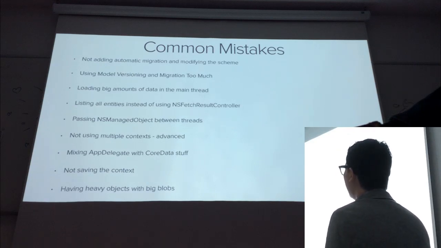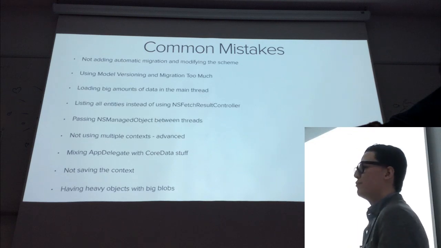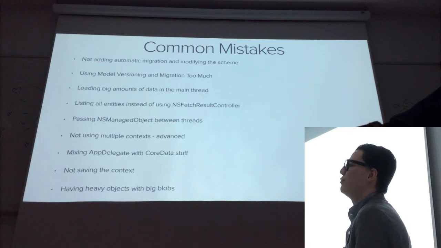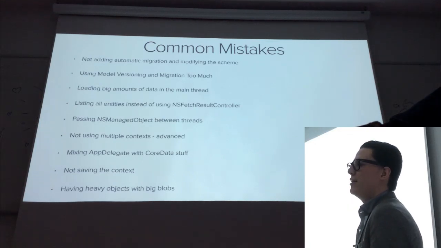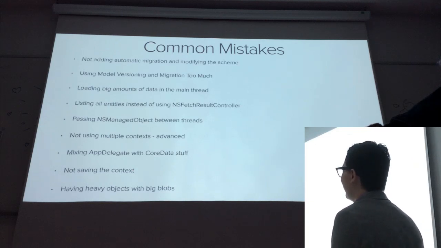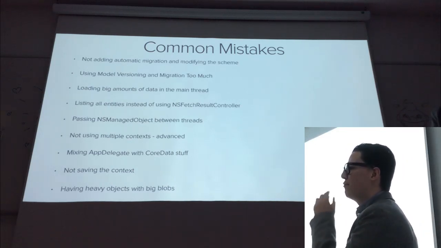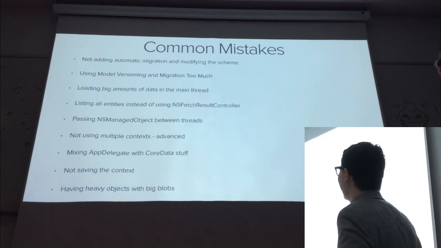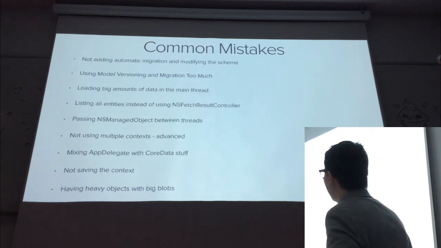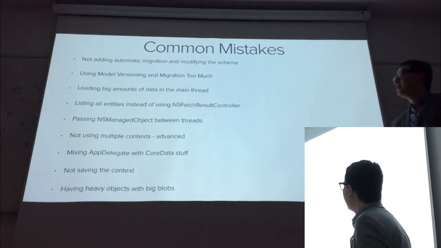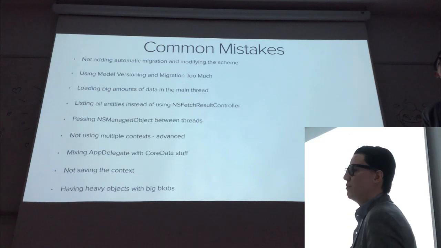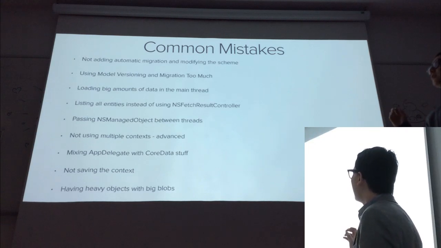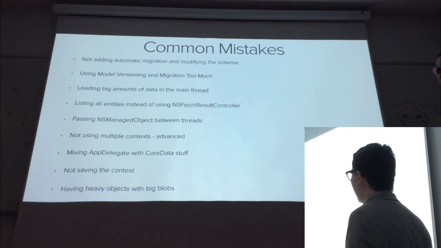Loading big amounts of data in the main thread. I'll say most of the times you will run into one of these cases, and you could try to optimize the queries and do a lot of stuff, but the best thing is just to load the data on a different thread, and well, it's going to get a bit tricky, as I said. Listing all the entities instead of using an NSFetchedResultsController, I think is just a must. Apple is already doing all of the persistence there. It's completely built, so you can use it with the UITableView, and it just works.